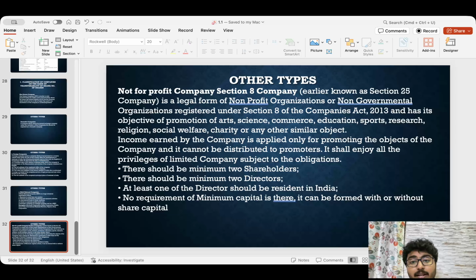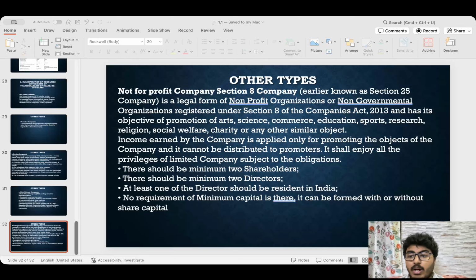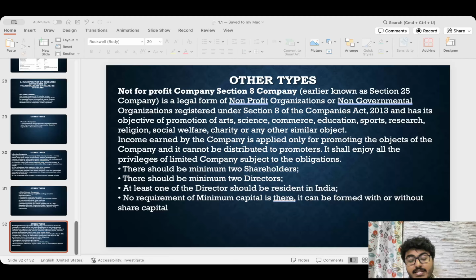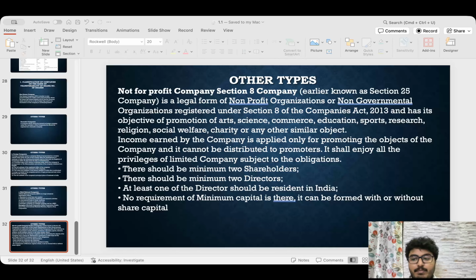So, to conclude, companies can be classified in various ways, depending upon the incorporation, the liability, the ownership, and the operational structure. Understanding this classification helps us analyze the legal position, the risk, the ownership pattern, and the management structure of different companies. These concepts form the foundation for the advanced study of company law and corporate governance.